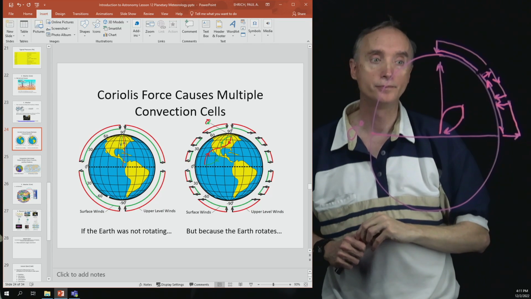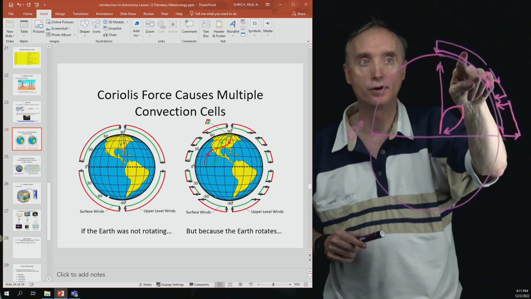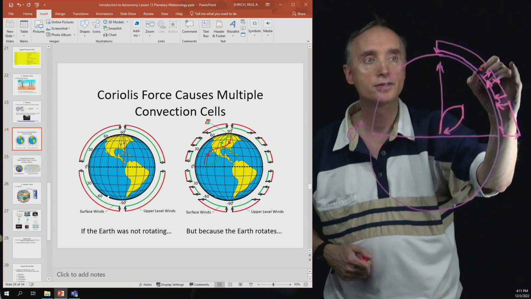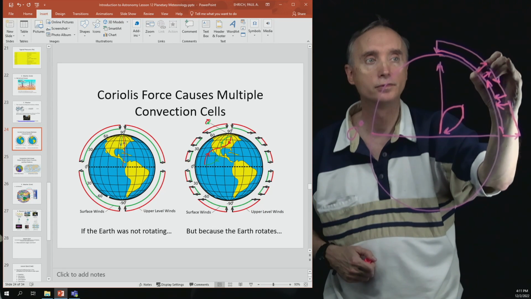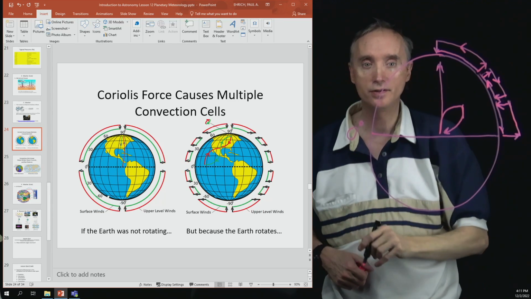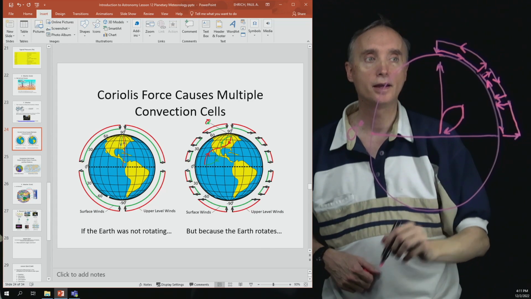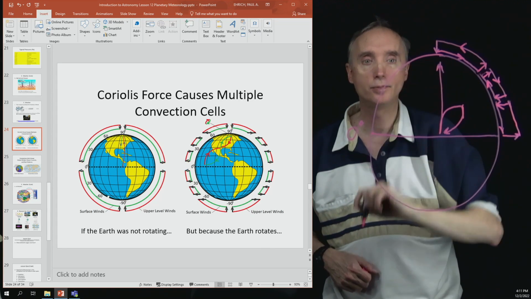And then there's a third convection cell up here, and it's going to be going up here, and then it's going to go north. It's going to come down just like it did before, and it's going to go this way until it gets to here, and then it goes back up again.